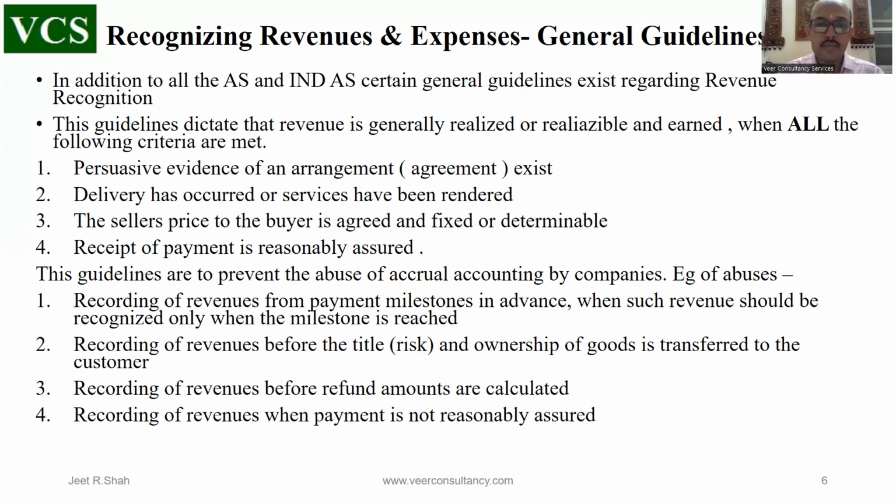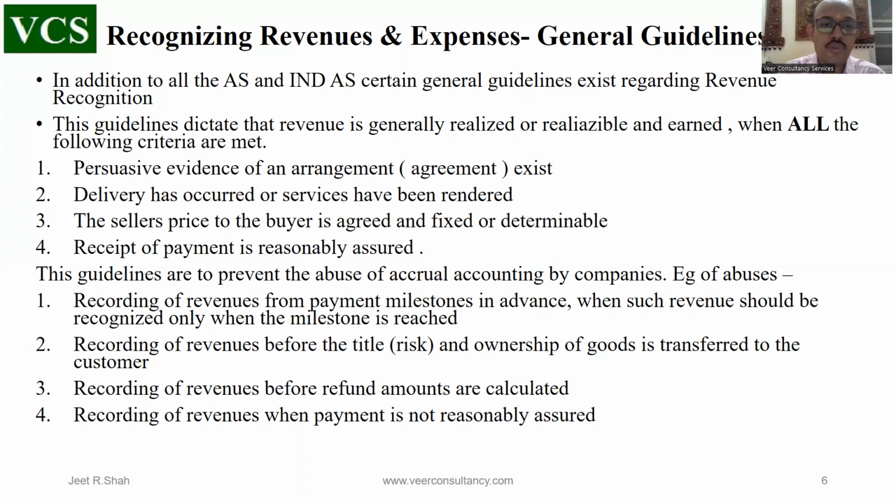Some of the abuses that might be prevented by using these four guidelines are: first, recording of revenues from payment milestones in advance. Such revenue should be recognized only when the milestone is reached. मतलब हो सकता है कि हमने बोला है आपको ये पैसा तभी मिलेगा जब आप ये इतना काम करके दो. But लोग क्या करते हैं? They might write the sale before that milestone is reached. So this will not be recognized as revenue because the contract says that.